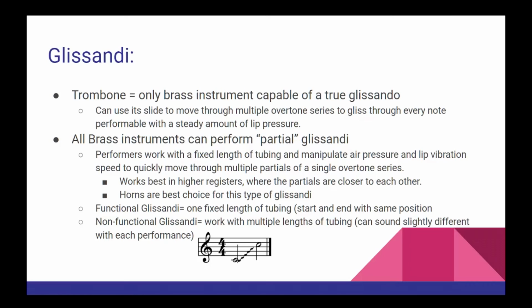Within the brass section, the trombone is the only instrument that can perform a true glissando. By manipulating its slide, the trombone can move through multiple overtone series to gliss through every note performable with a steady amount of lip pressure.